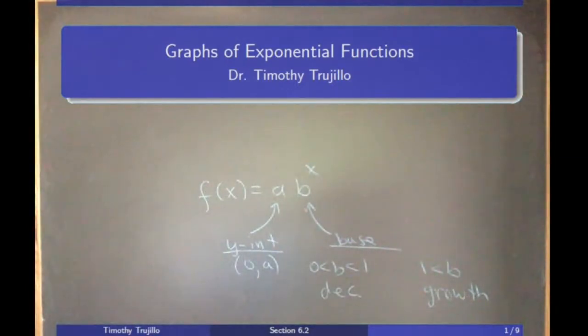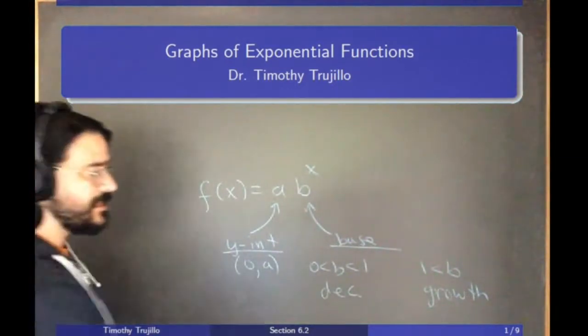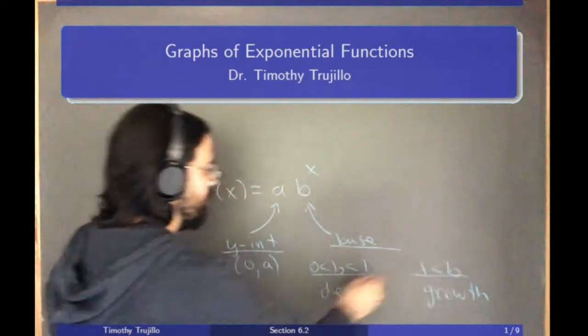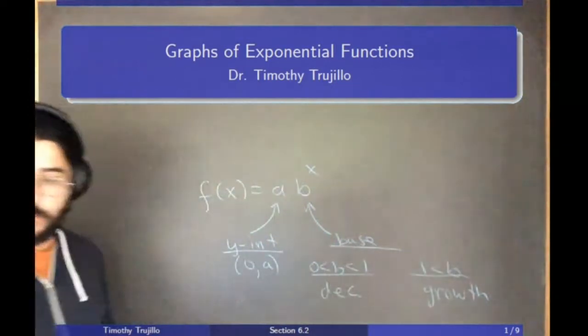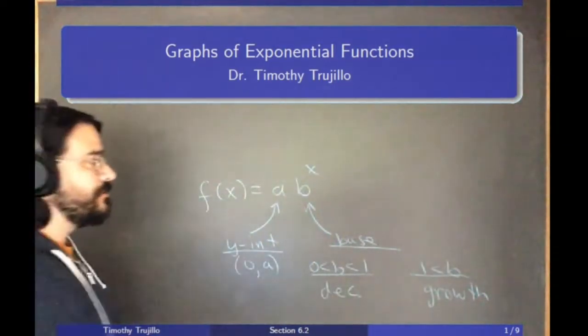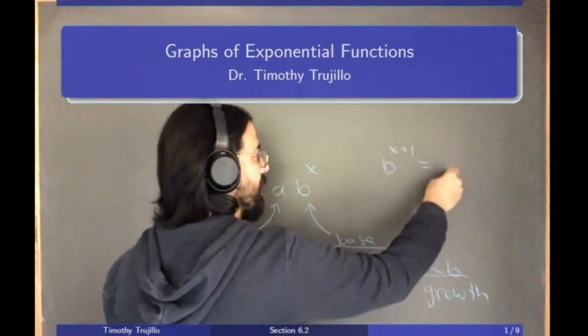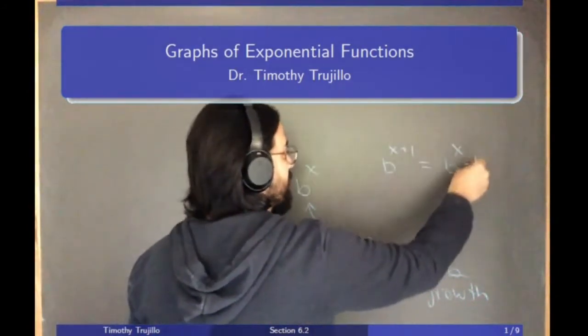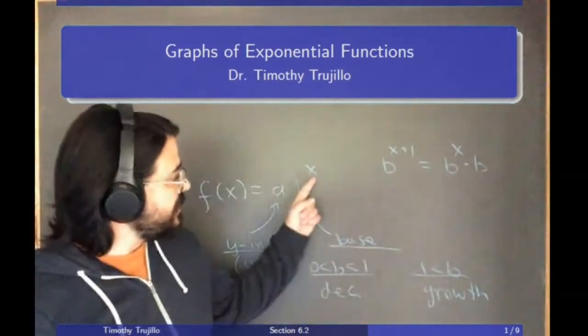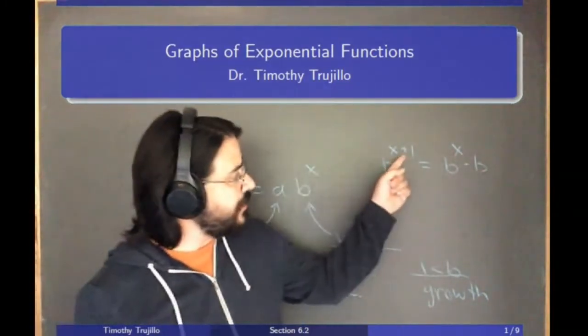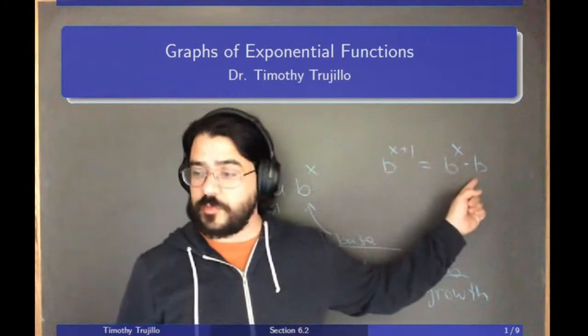And the factor that you increase by is this actual b, right? So that's why we were calling it the base. And it's really reliant on the fact that if you look at b to the x plus 1, it's the same thing as b to the x times b. So if you were to increase this exponent by 1, it's really the same thing as multiplying the output by b.